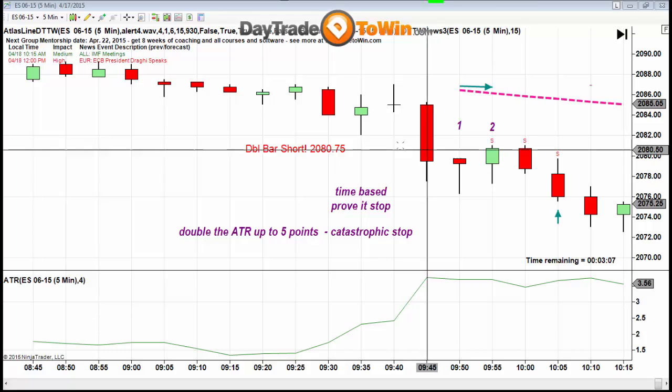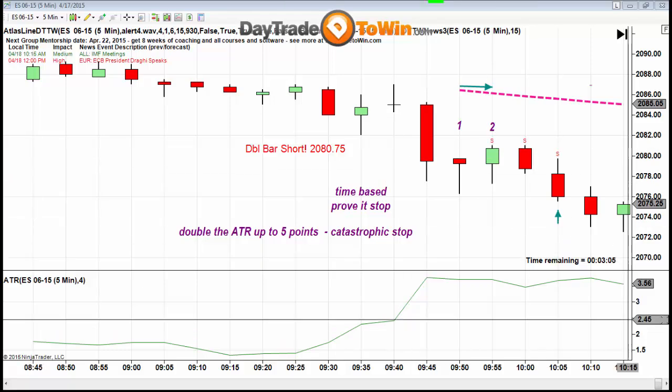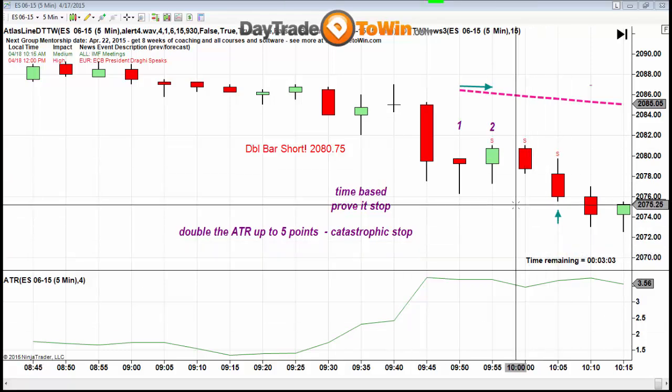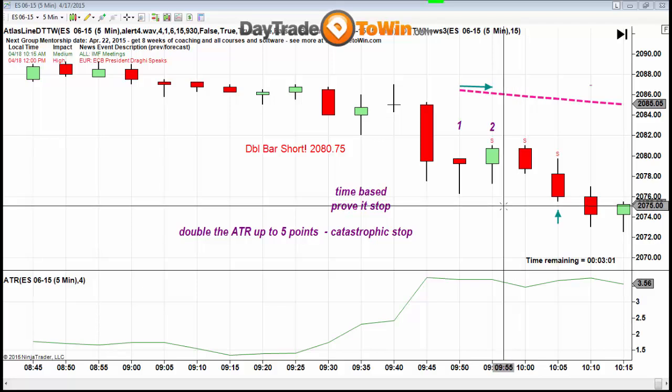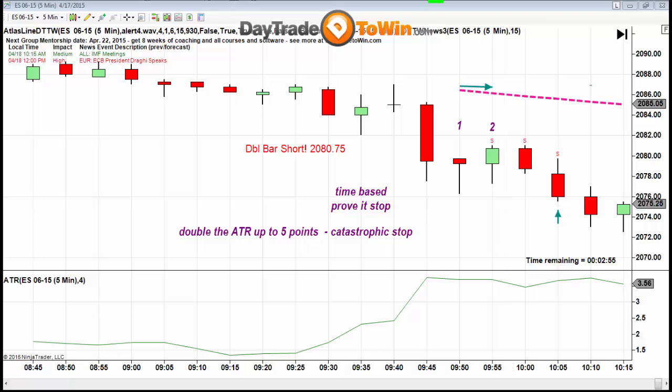So the stops, if you're asking how do we place them on the dome, you can only place the catastrophic stop when you first enter, and then you have to monitor the trade for the time-based stop, and you have to monitor the trade for a prove it stop. So those are both done by managing the trade. It's only the catastrophic stop that you can put on your ATM strategy when you first enter. Okay?